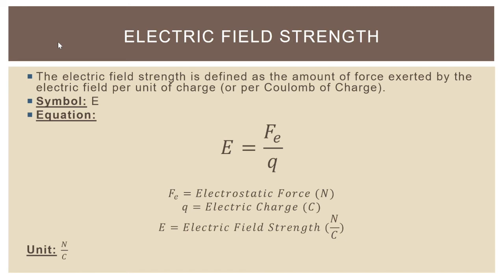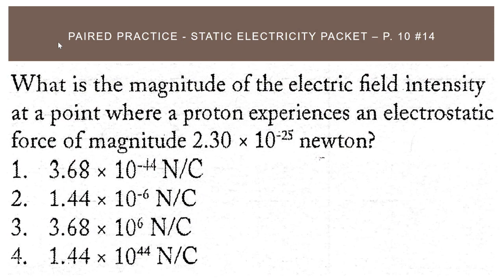All right, let's take a look at a problem. This problem says, what is the magnitude of the electric field intensity at a point where a proton experiences an electrostatic force with a magnitude of 2.30 times 10 to the negative 25 newtons? So they tell us here that the force exerted on this proton is 2.30 times 10 to the negative 25 newtons. It's a pretty tiny force. And that's the only number they give us. They ask us for the electric field strength.